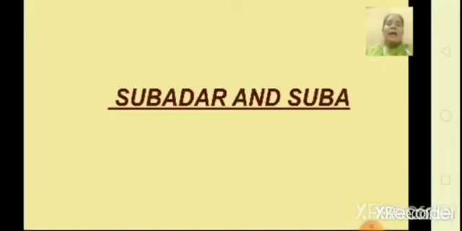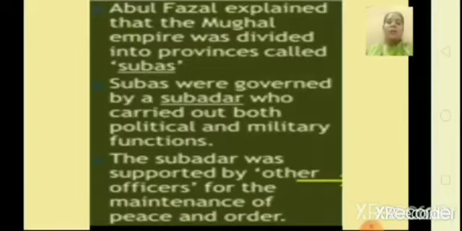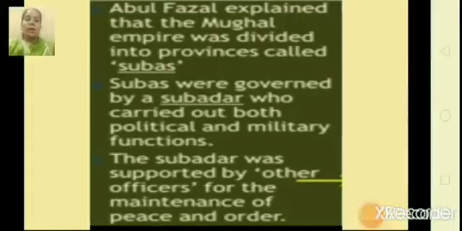Abu Fazl explained that the entire empire was divided into provinces such as Subas, governed by a Subadar, who carried out both political and military functions. Each province also had a financial officer or diwan. Now, for the maintenance of peace and order in this province, the Subadar was supported by other officers such as the military paymaster, that is Bakshi, the minister of charitable patronage, that is Sadr, the military commanders, that is Faujdars, and the town police commander.